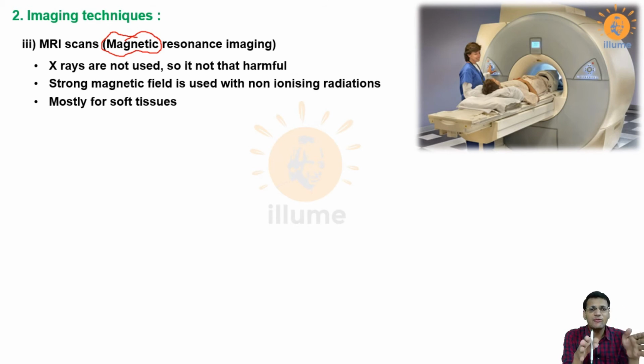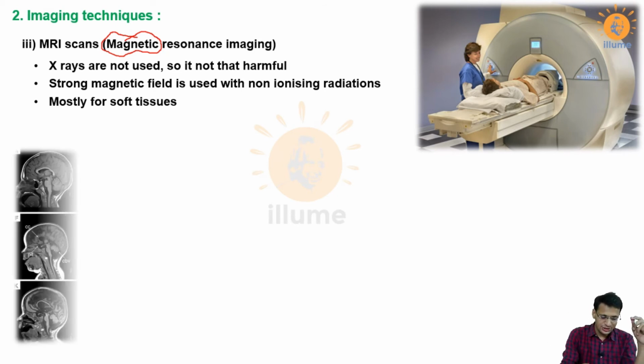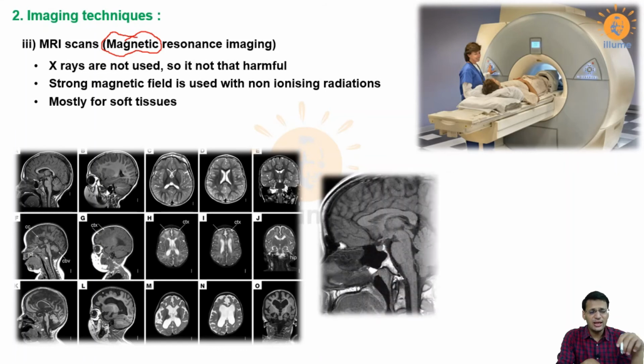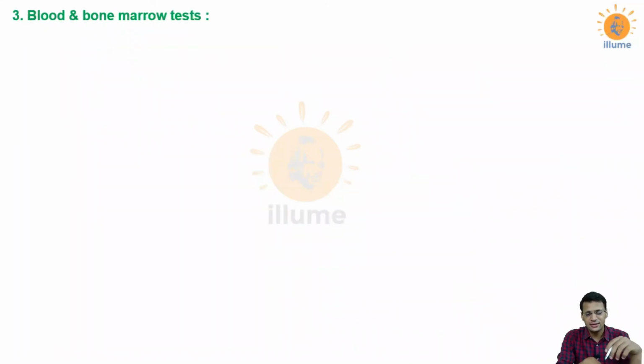So just remember one thing, MRI scans are used for soft tissues and CAT scans are used for hard tissues. You can see multiple MRI images in this picture and in the other picture.